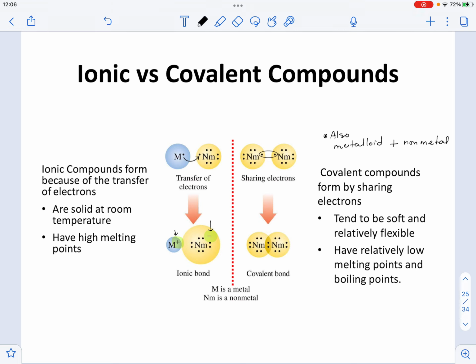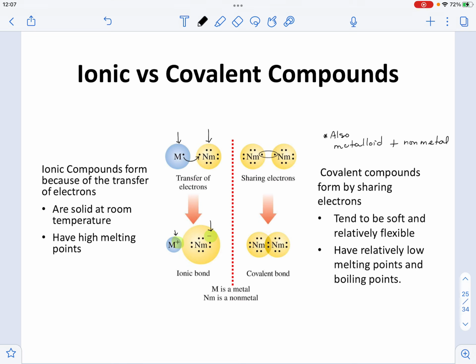But when we need to identify if a particular pair of elements is going to make an ionic compound versus a covalent compound, what we're going to pay attention to is their classification. So when we have a metal combining with a non-metal, that's what forms an ionic compound. Because when we pay close attention to what's happening at the atomic level, metals lose electrons and give them to the non-metals. As a result, the metals are positively charged and the non-metals are negatively charged. And that's what forms an ionic bond.